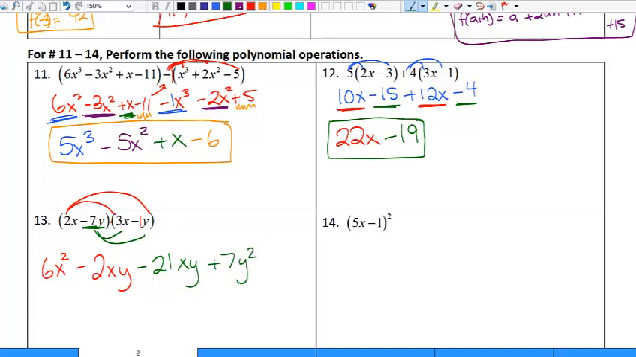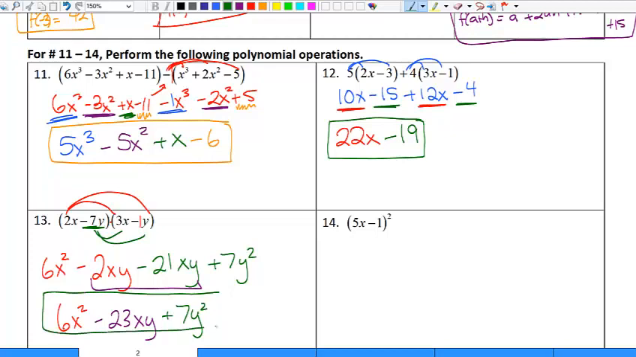And at this point I'm going to combine like terms here in the middle. So the 6x squared just comes down. It doesn't have any like terms, but the xy and the xy can combine, and that makes negative 23xy. Remember that the variables stay the same, the coefficients add up. The 7y squared doesn't have any like terms, so that just comes down, and you are done.